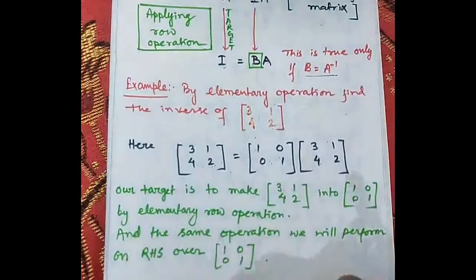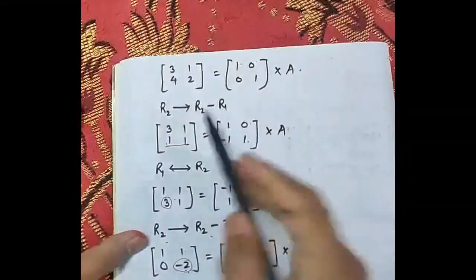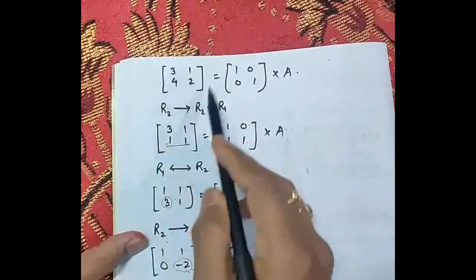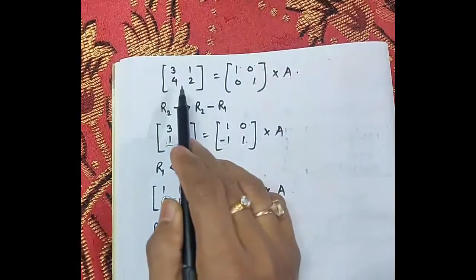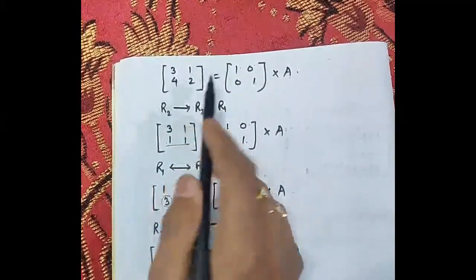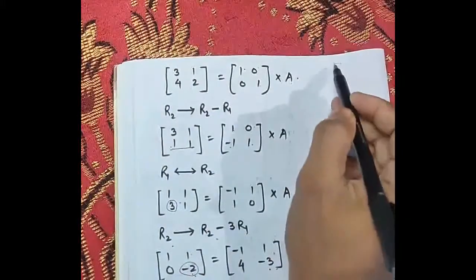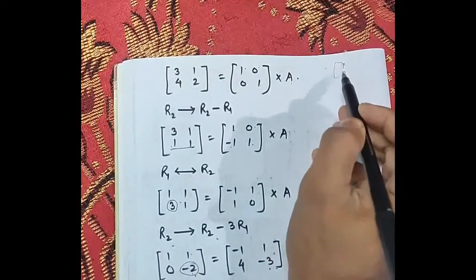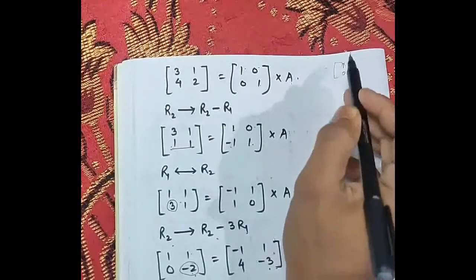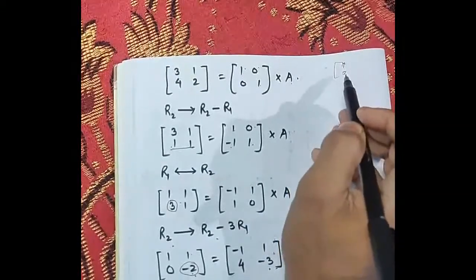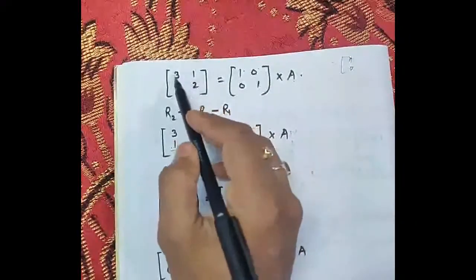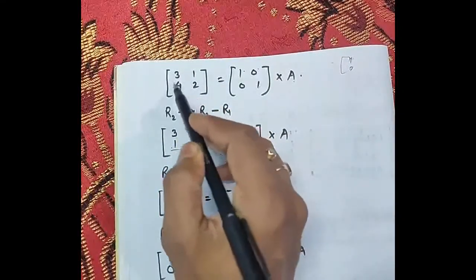Now let's see how to operate. So this is given, A equals I into A. Now this matrix we have to make 1, 0, 0, 1. So first we have to make the first column of the identity matrix, 1 and 0. So our target is to bring 1 in this position and 0 in this position.